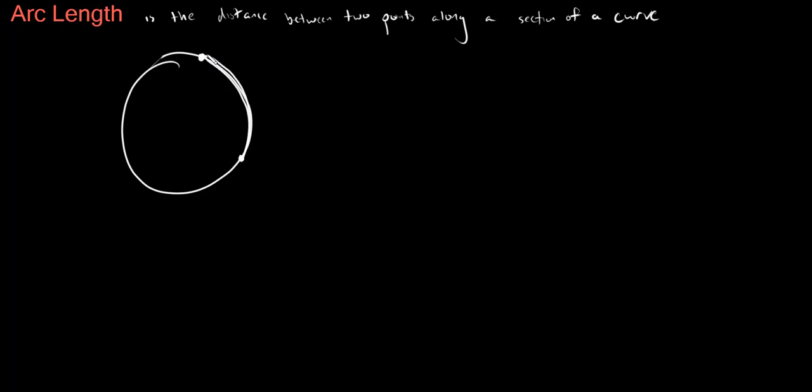Now, you actually have done stuff like this quite frequently. One thing that you've talked about a lot is the circumference of a circle. Well, what is the circumference of a circle? The circumference of a circle is the distance traveled along the entire outside. So it's literally the arc length of the entire circle. And what is the circumference? Well, it's 2 pi r.